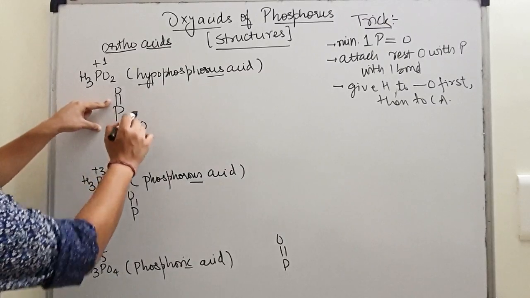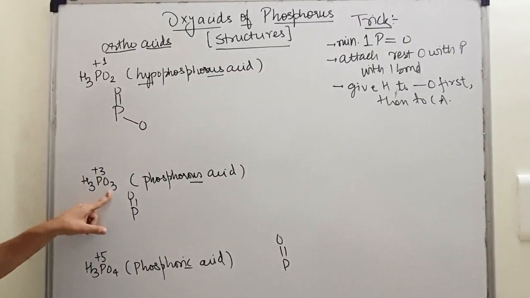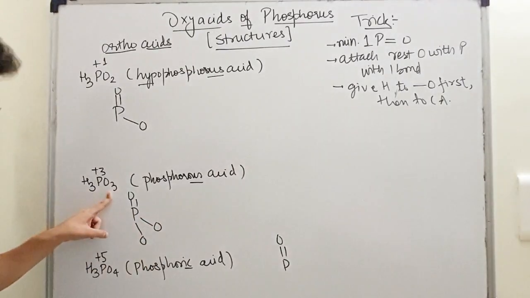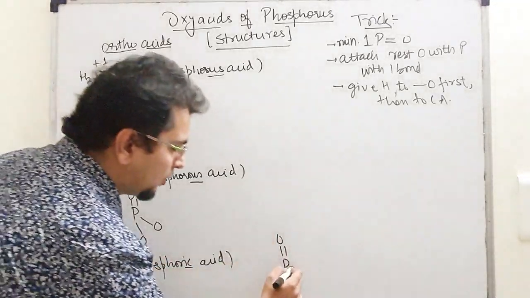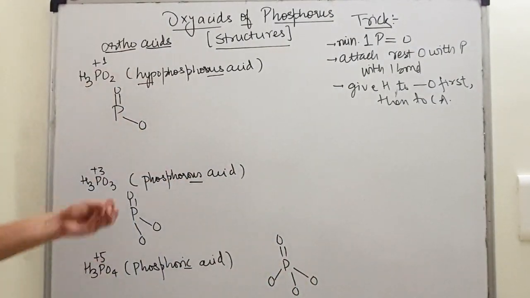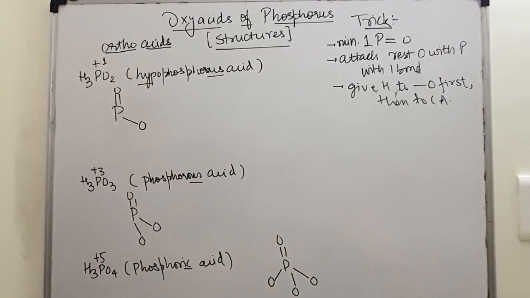So one is left, give a single bond O. With 3 oxygen atoms, one came as double bond O and 2 came as single bond O. With 4 oxygen atoms, one came as double bond O and 3 came as single bond O. So one double bond O is compulsory, and the rest all will come as single bond O.